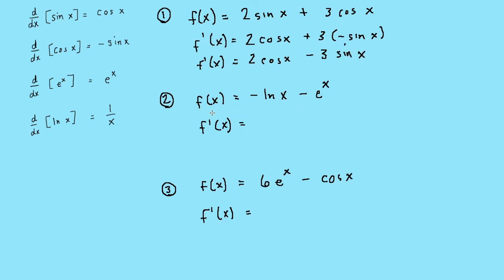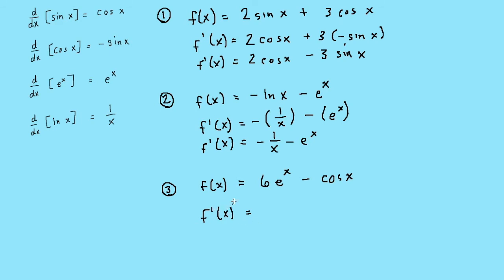In our second example, we have f of x equals negative natural log x minus e to the x. Our derivative, f prime of x, will be negative the derivative of natural log x, which is 1 over x, minus the derivative of e to the x, which is e to the x. We'll simplify this in our last line here, being very careful with negative signs. So we have negative 1 over x minus e to the x is our derivative.